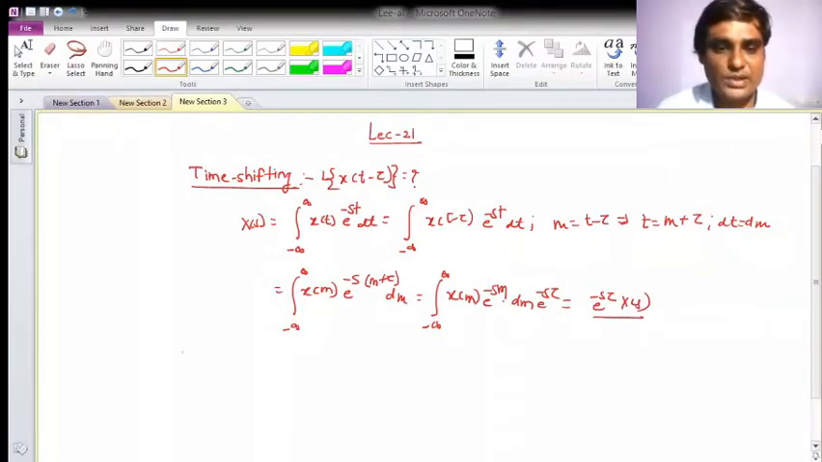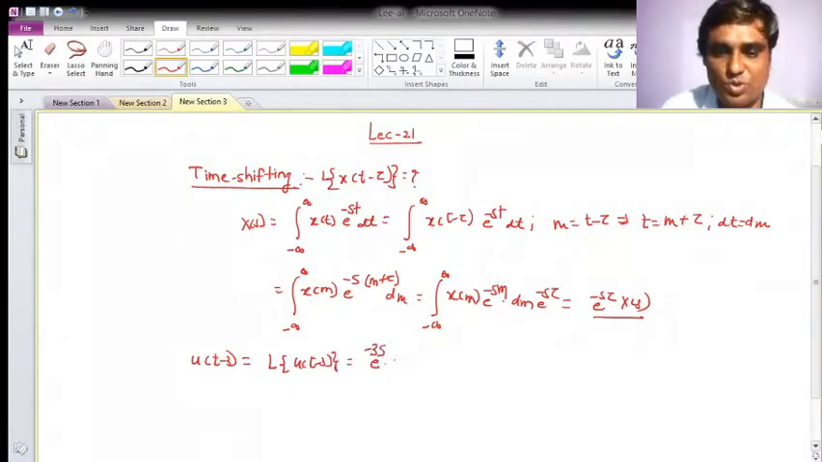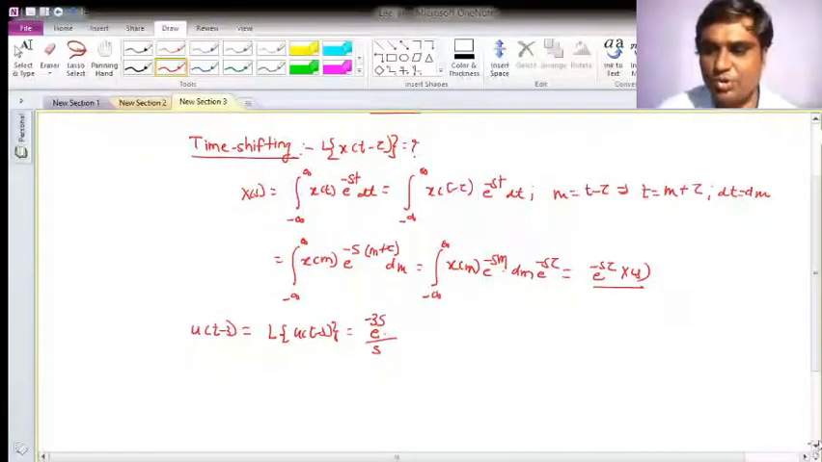So if I shift, let's say, the unit step signal by 3 towards the right side, what is the Laplace transform if I would like to find it out? It will be e raised to minus 3s into U of s, and U of s is 1 by s. So that way you can find it out quickly.